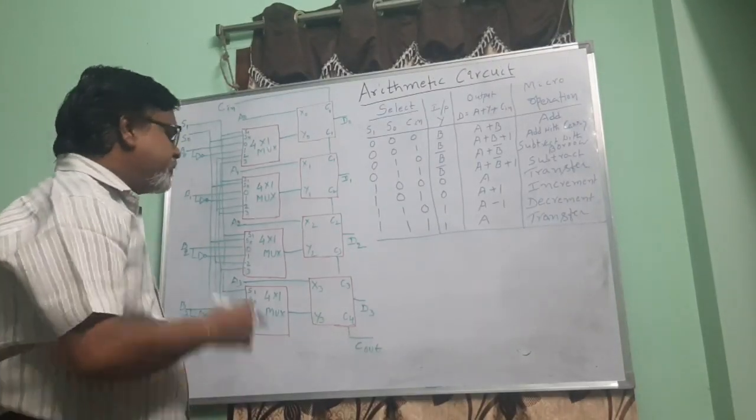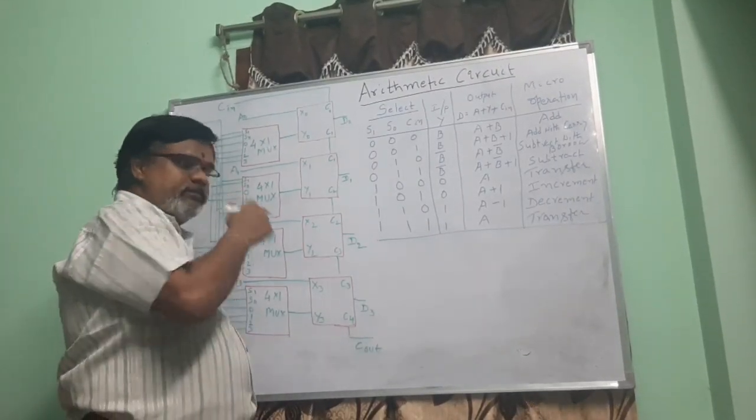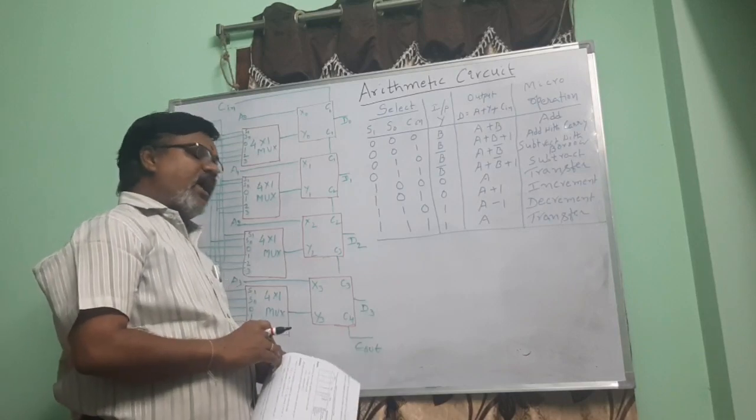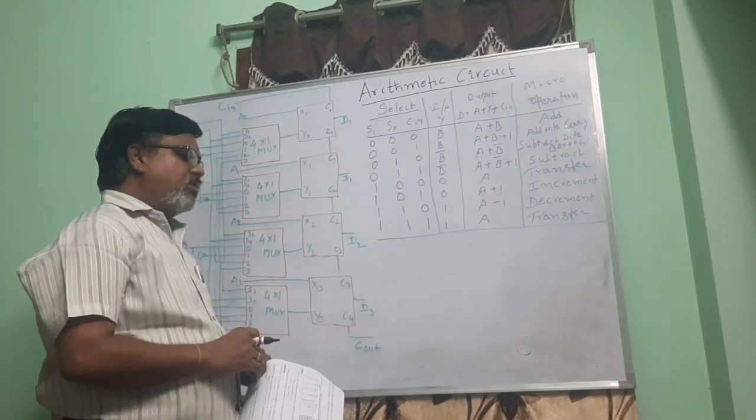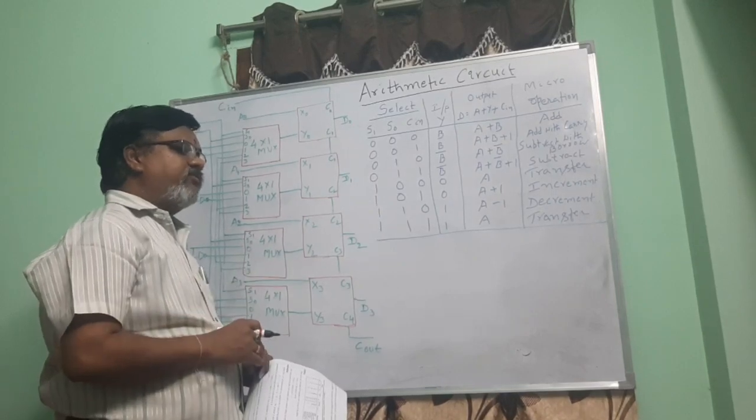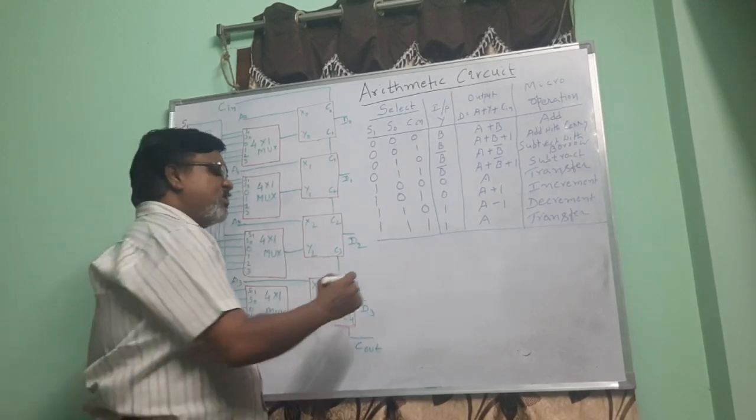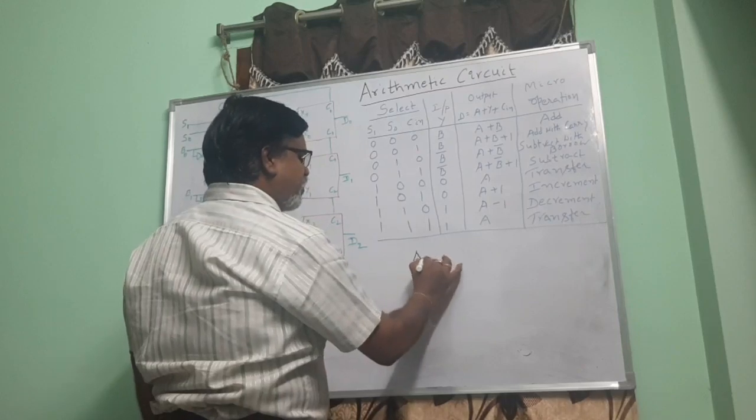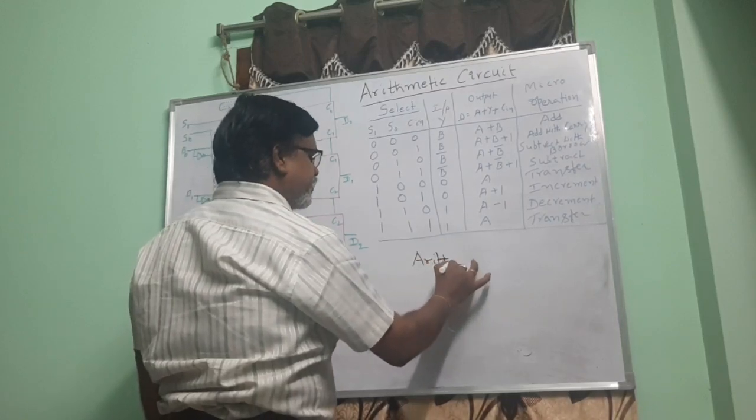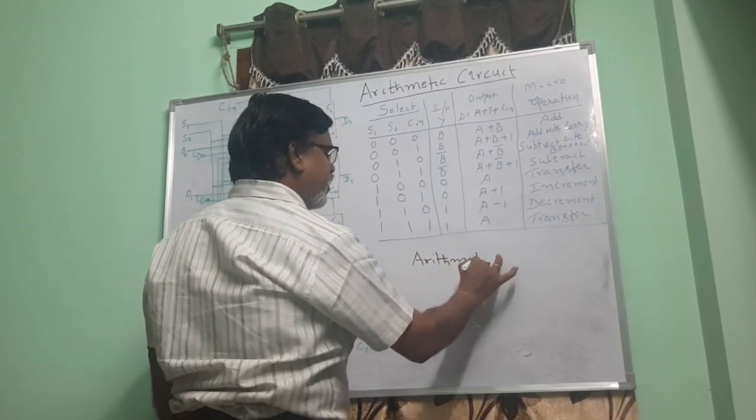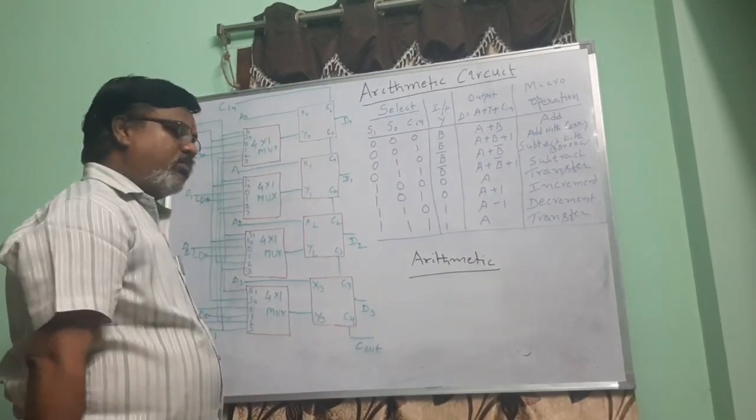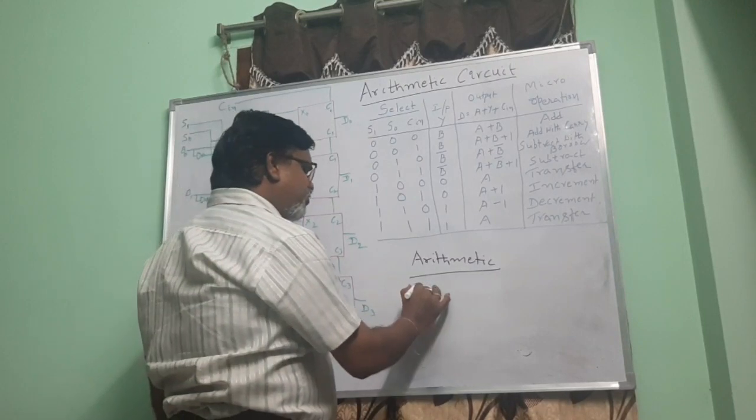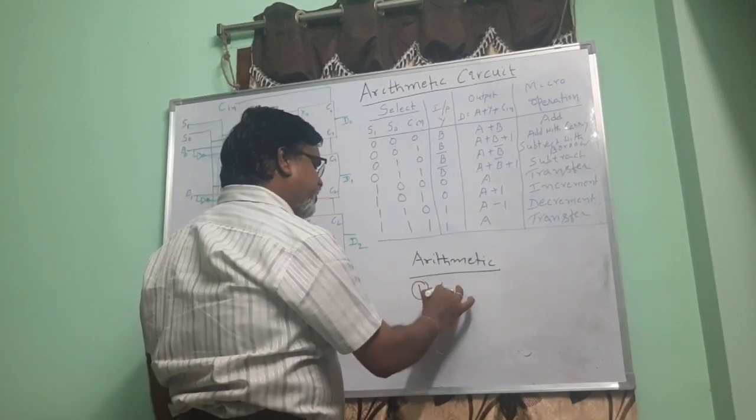Okay, good morning, students. In yesterday's class, we discussed the first type of micro operations, that is arithmetic micro operations, where there are four basic arithmetic operations.